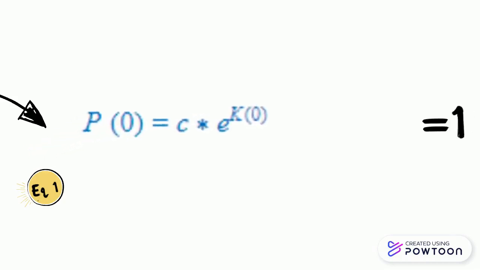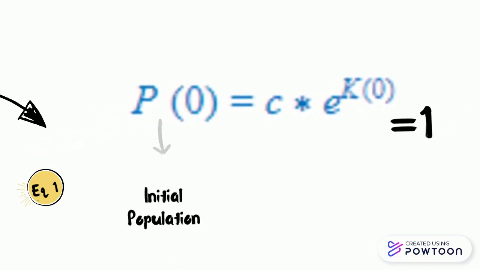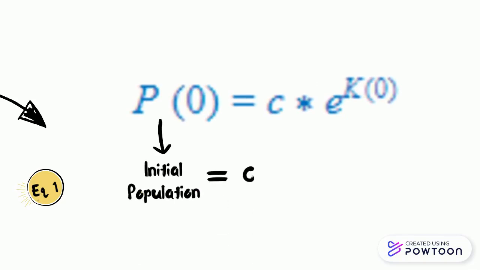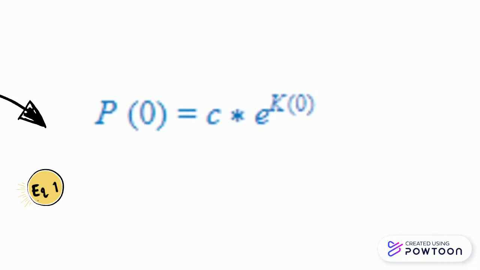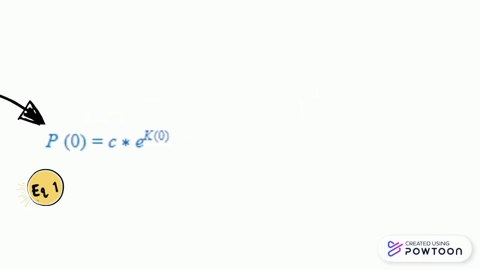When t equals 0, k times 0 is equal to 0 and e to the 0 is equal to 1. So the initial population P0 is equal to C. We get a final equation where the population is equal to the initial population P0 multiplied by e raised to k times t, which are the relative growth rate and time.